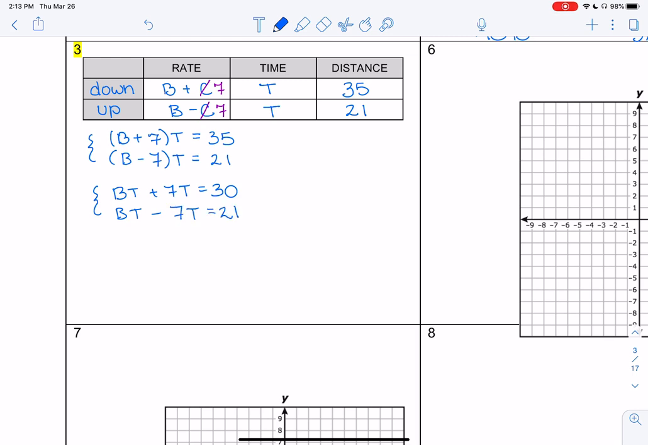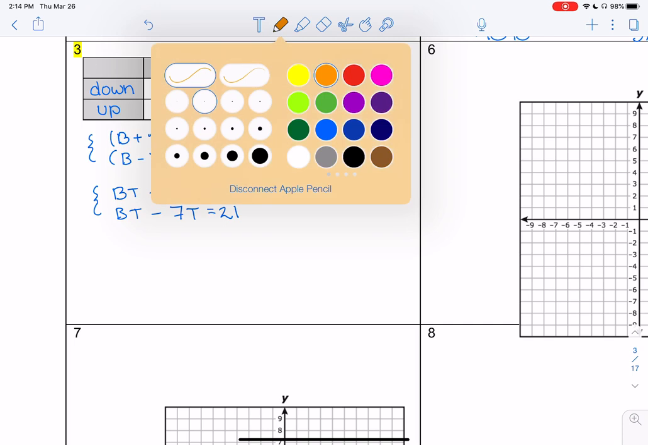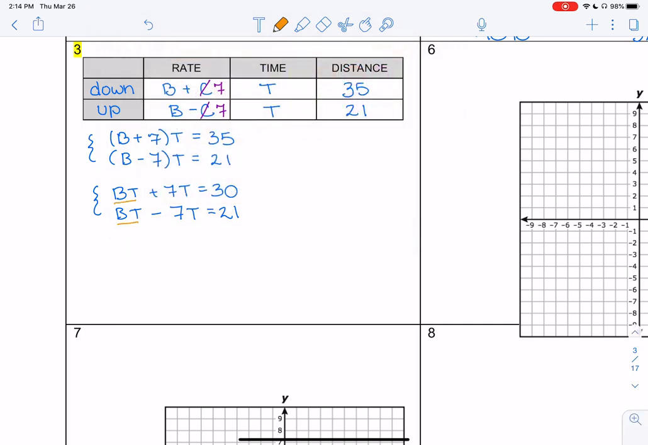You might be tempted to just go ahead and do elimination. It cancels out your t. That is not going to help you. We have to cancel out the double letter part of our equation, which means that we need to rewrite one of them as a negative. So I'm going to take that top one and rewrite it negative bt minus 7t equals negative 30.